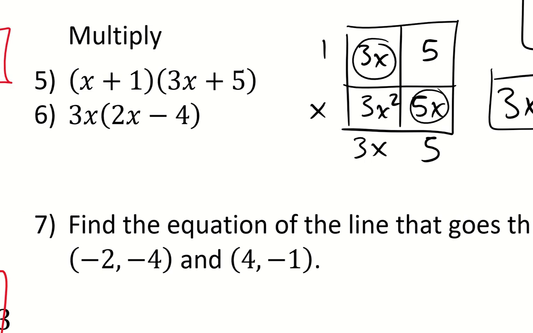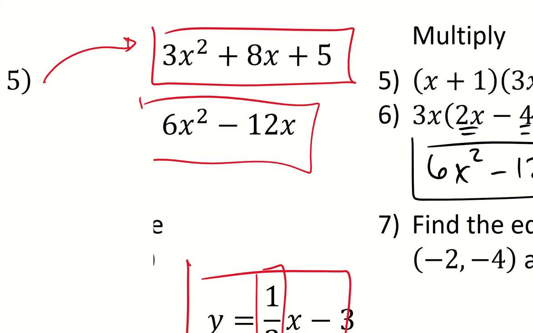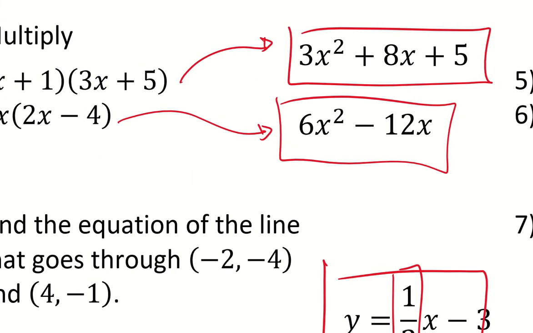For the second one, I don't need an area model, right? I'm just multiplying each one of these inside terms by 3x. So 3x times 2x should give me 6x squared, and then 3x times negative 4 should give me a minus 12x. So this is that product. Last 2 questions: it says find the equation of the line that goes through these 2 points.